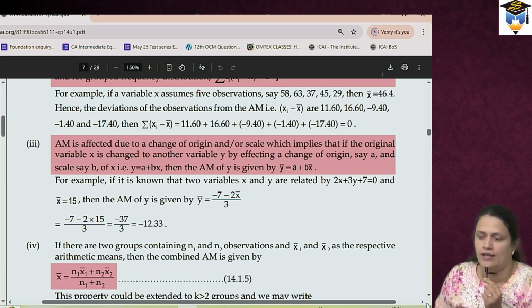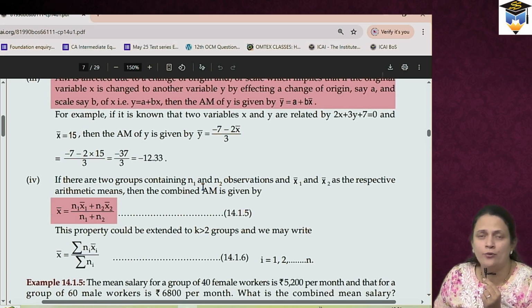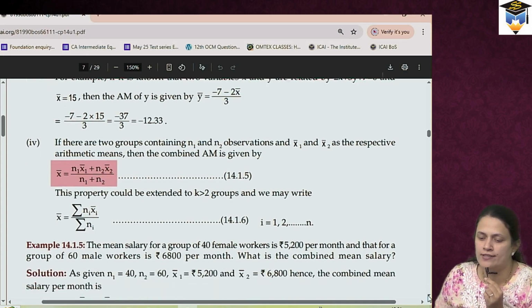And the fourth. Now this is important again. If there are two groups containing n1 and n2 observations, and x1 bar and x2 bar are the respective arithmetic means, then the combined arithmetic mean x bar is given by the formula n1 x1 bar plus n2 x2 bar upon n1 plus n2. So let us take an example for this.